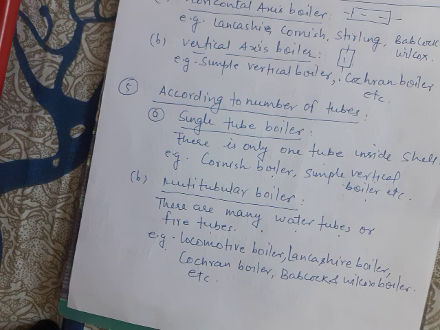In a single tube boiler, there is only a single tube that either carries water or hot flue gases. In multi-tubular boiler, there are a number of tubes. Multiple tubes are there, and through these tubes either water may flow or flue gases may flow.